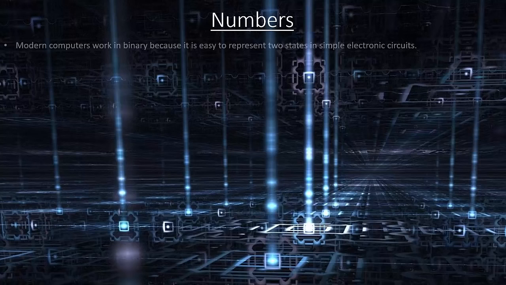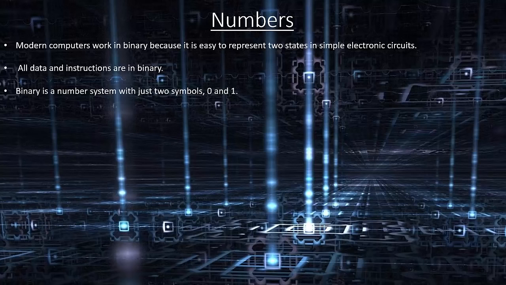Numbers. Modern computers work in binary because it is easy to represent two states in simple electronic circuits. All data and instructions are in binary. Binary is a number system with just two symbols, 0 and 1. Each digit is a binary number, which is called a bit, binary digit.